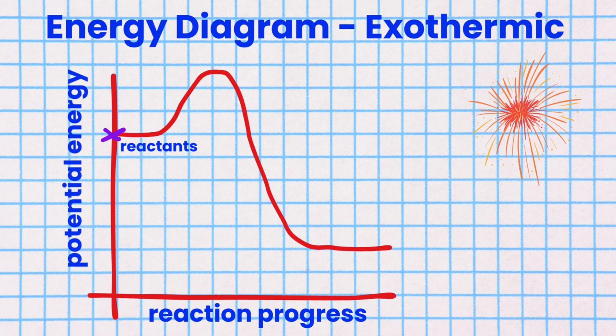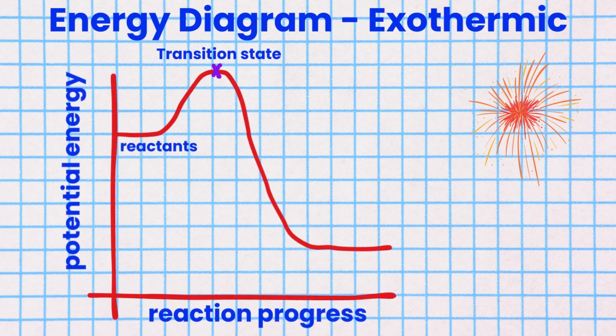This is the starting point of the reaction or the initial energy state of the system or the initial enthalpy state of the system. Transition state or the activated complex is the highest energy point for the reaction.